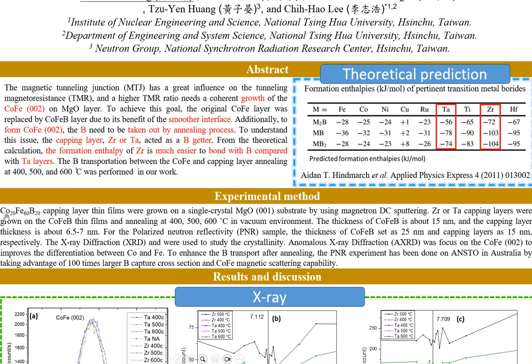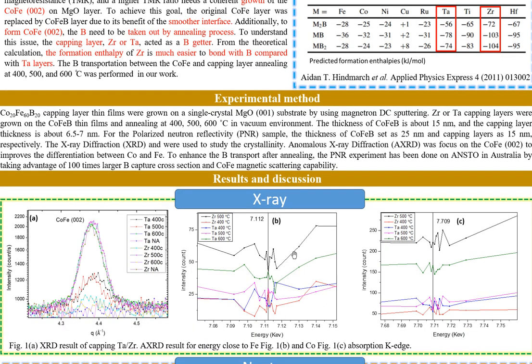On the sample preparation, we use magnetron sputtering to prepare the cobalt-iron-boron with 20-60-20 composition on a single crystal MgO 001 substrate. And we use 3 different annealing temperatures in a vacuum environment. And we prepare 2 different thicknesses because the neutron experiment we did requires a thicker film to obtain a better SNR.